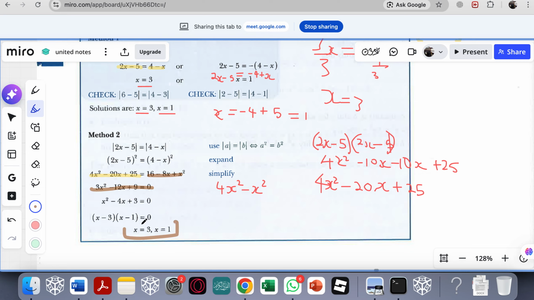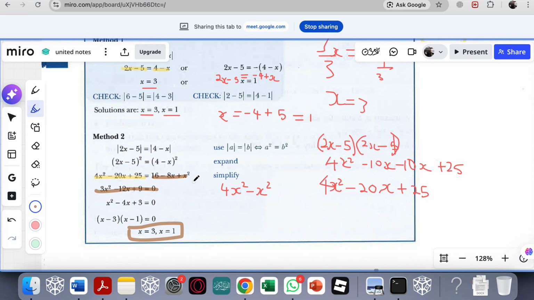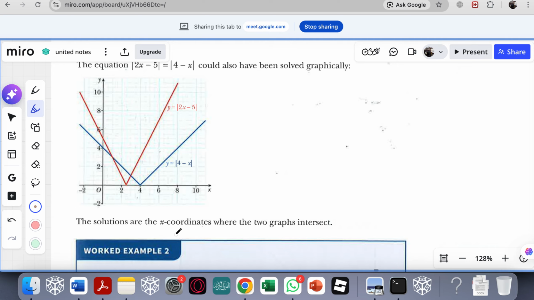So these are the two solutions, which is the same as what we got when we used the other algebraic method. Whichever way you follow, you're going to get the same solution. Either you say 2x minus 5 equal to 4 minus x, or 2x minus 5 equals negative, introduce the negative to the other side, so you find two solutions, x equals 3 and x equals 1. Or you square both sides, do quadratic and collect like terms, and then you get the same solution.